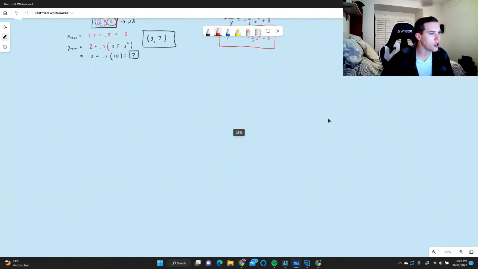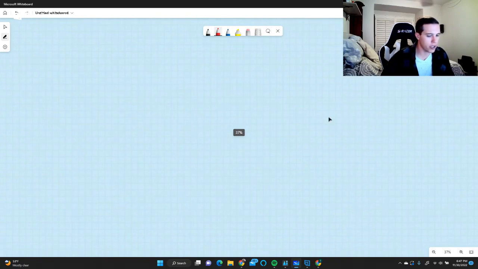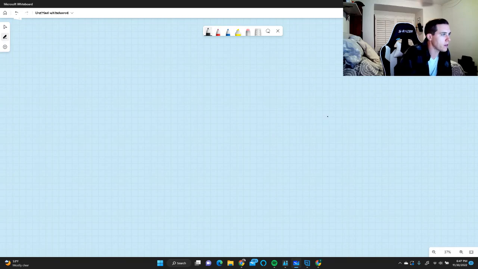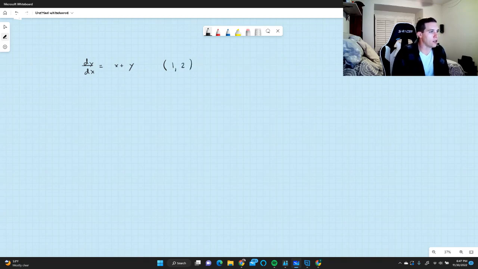So I'm going to show you one more with an equation that's not separable, which is this one. dy over dx equals x plus y. And the initial condition, we'll make it something basic. Let's do 1, 2 this time. All right. So slope field, you would just plug in. Linear approximation, you'd make a tangent line and plug in.